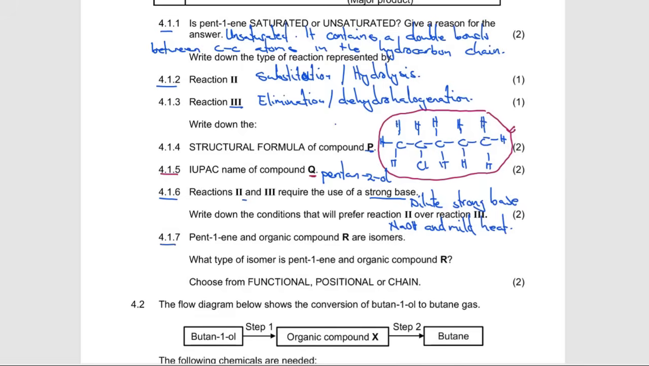4.1.7 says pent-1-ene and organic compound R are isomers, right? So what type of isomers are pent-1-ene and organic compound R? We need to know the type of isomers between pent-1-ene and our compound R, right? So if we're having that, we're going to say these are positional isomers, right? So the correct answer there is positional isomers.